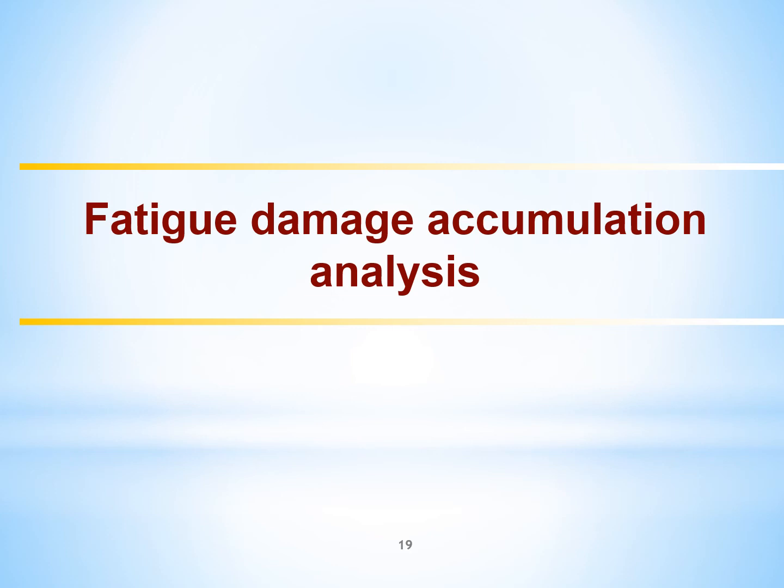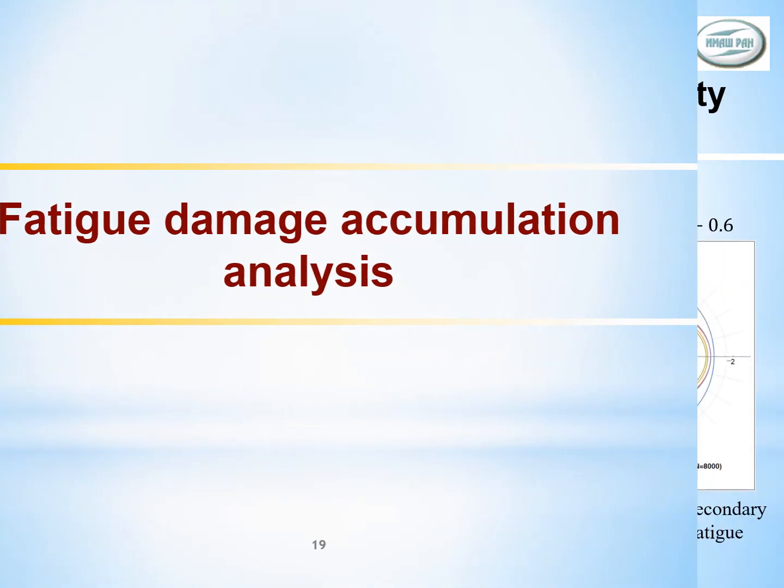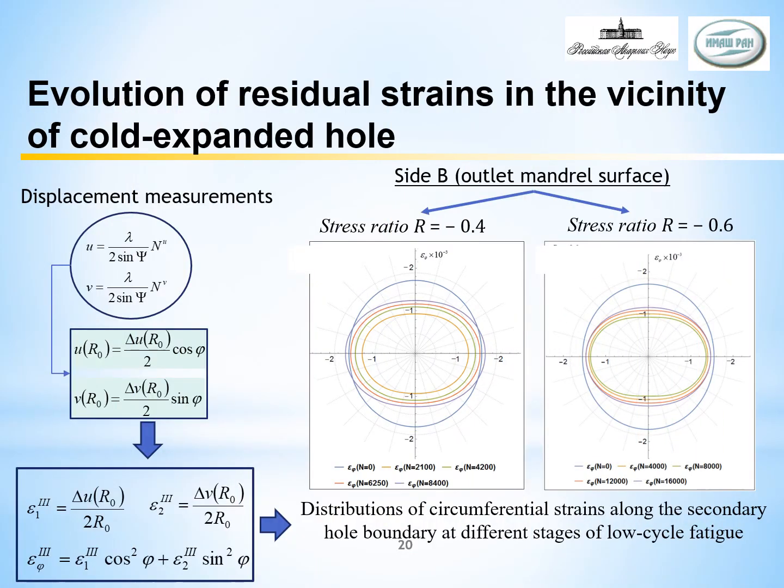Fatigue damage accumulation analysis. The plots on this slide demonstrate how the stress ratio influences the evolution of residual strain in the vicinity of the cold expanded hole in the case of the outlet mandrel surface for stress ratio minus 0.4 and minus 0.6.